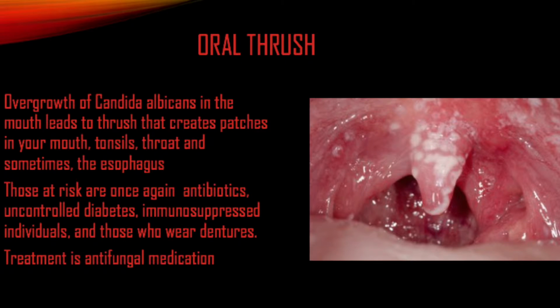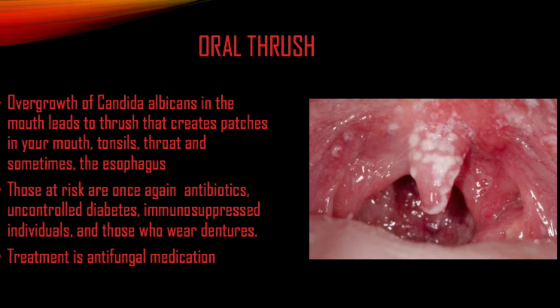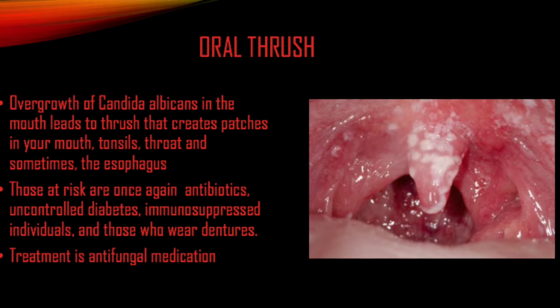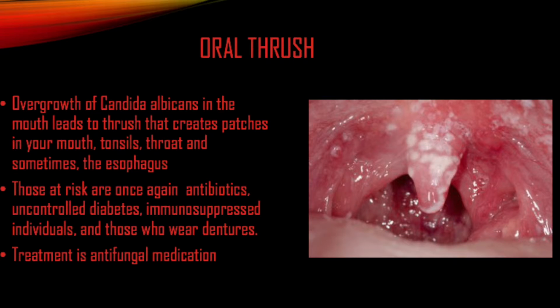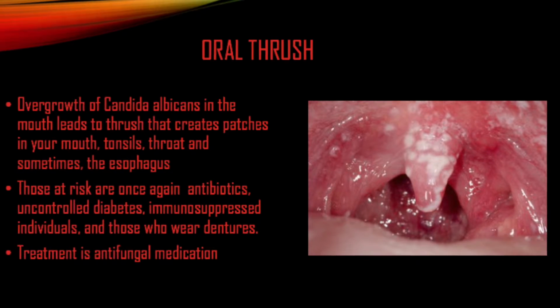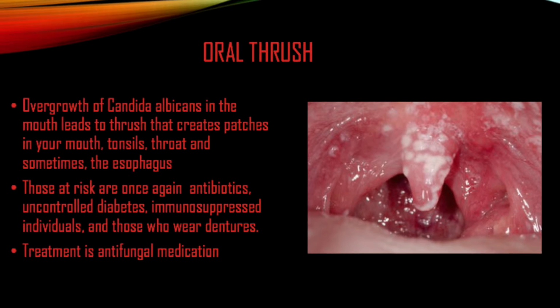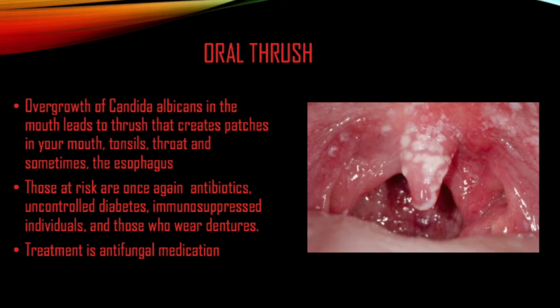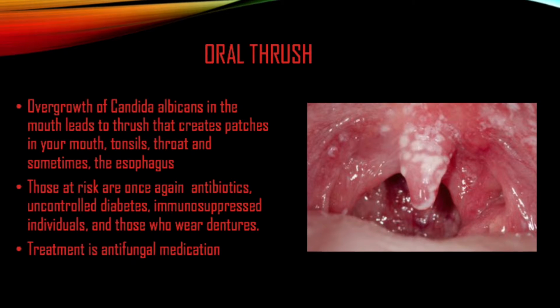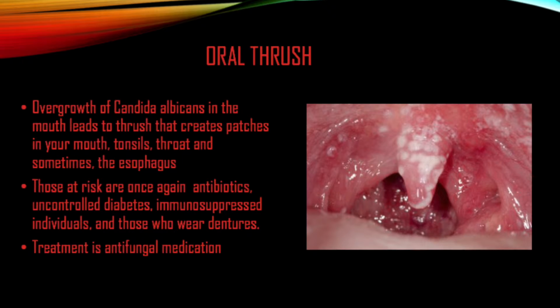So next we have oral thrush. It's the overgrowth of Candida albicans in the mouth, which leads to thrush that creates patches in your mouth, as you can see here in the picture. So it can develop in your mouth, tonsils, throat, and sometimes the esophagus. Those at risk are, once again, those who are using antibiotics, uncontrolled diabetes, immunosuppressed individuals, and those who wear dentures. And treatment is, once again, antifungal medication.